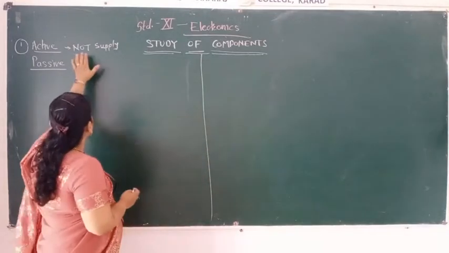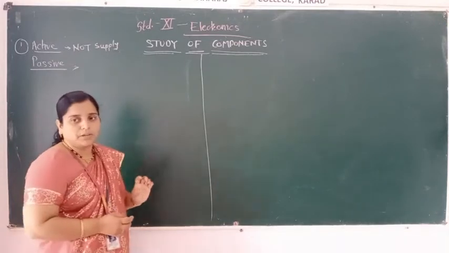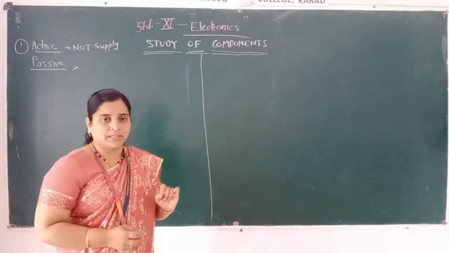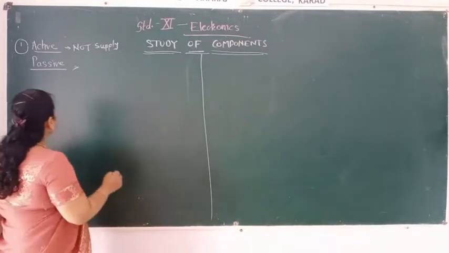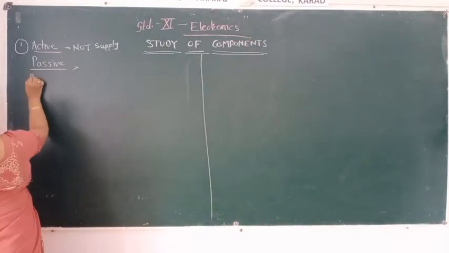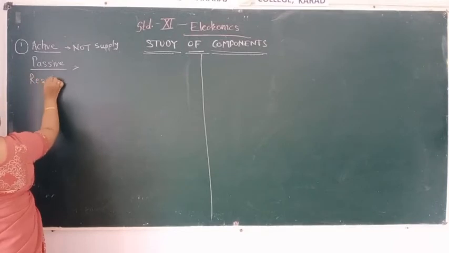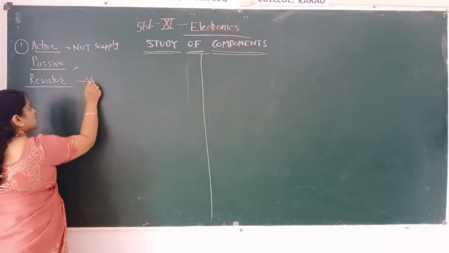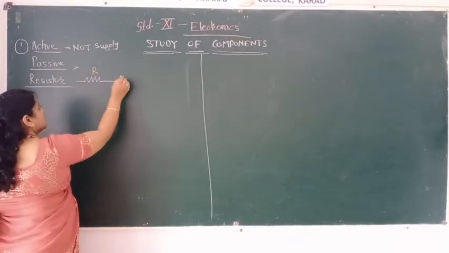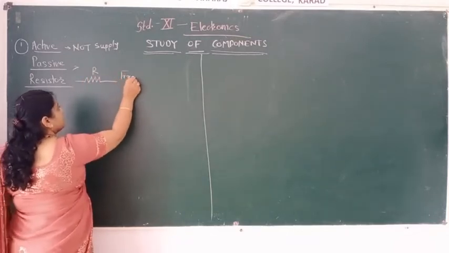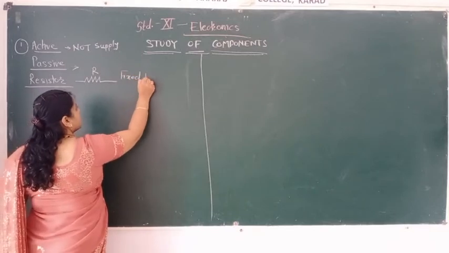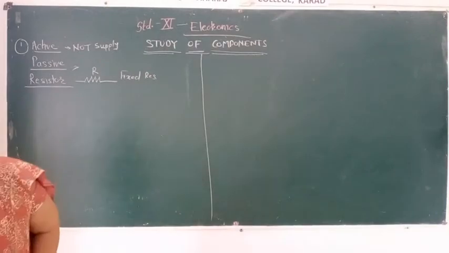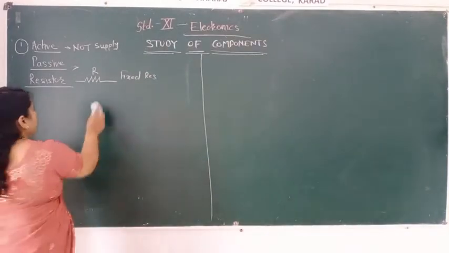They are called active and passive components. The very first point of this chapter is the active and passive components that we have taken. Next we have taken is the resistor. What is a resistor? The symbol of a resistor is like this. Resistors are of two types: fixed resistor and variable resistor.